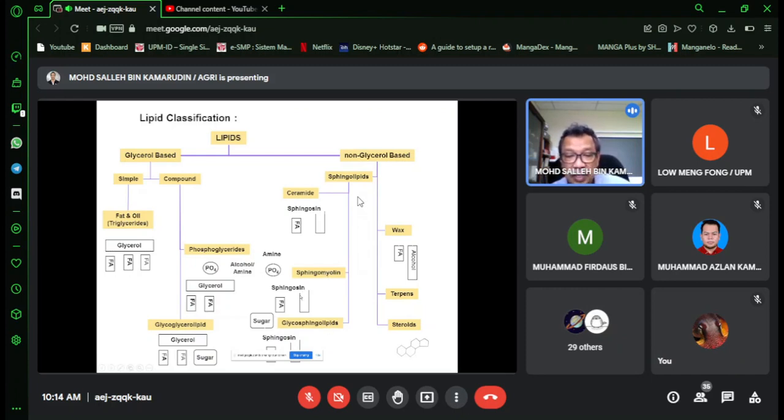Ini sphingomyelin because dia ada phosphate dan juga amin di sini. Yang ni tadi saya sebut phosphoglyceride ni dia ada alkohol, ada phosphate dia campur. Alright. And then we have wax lah because dia fatty acid plus alcohol they become wax. And then we have terpenes, and then steroid ni banyak yang shape dia macam ni lah, punya aromatic sikit.